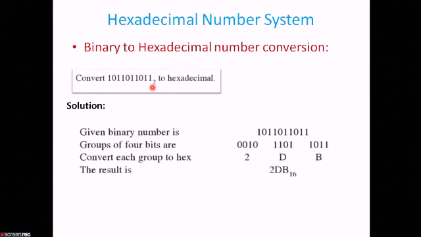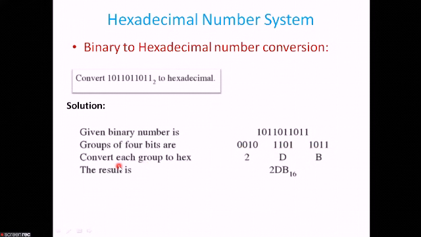Now how will we be converting? To convert it, we have to make groups of 4 bits and replace each 4-bit group by a hex digit. The given binary number is 1011011011. After writing the binary number, as I told you earlier, we have to make groups of 4. If you add zeros before the number, it remains the same. So we add 00 here, and it becomes 0010, then 1101, then 1011. These are groups of 4 bits each.